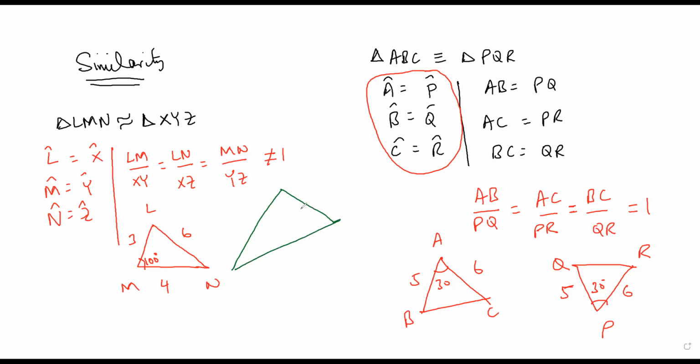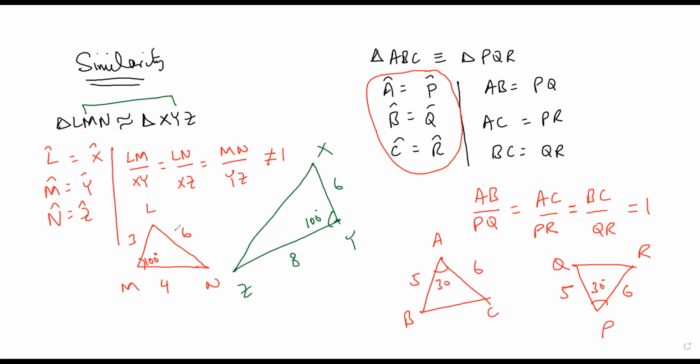Okay, so this is your X, this is your Y, and this is your Z. Let me draw this a bit more correctly. The angles are going to be the same. The angle Y is going to be the angle M; they are corresponding. So this is going to be 100 degrees. But suppose if this LM is 3, then this is going to be 6. If this MN is 4, then this is going to be 8.